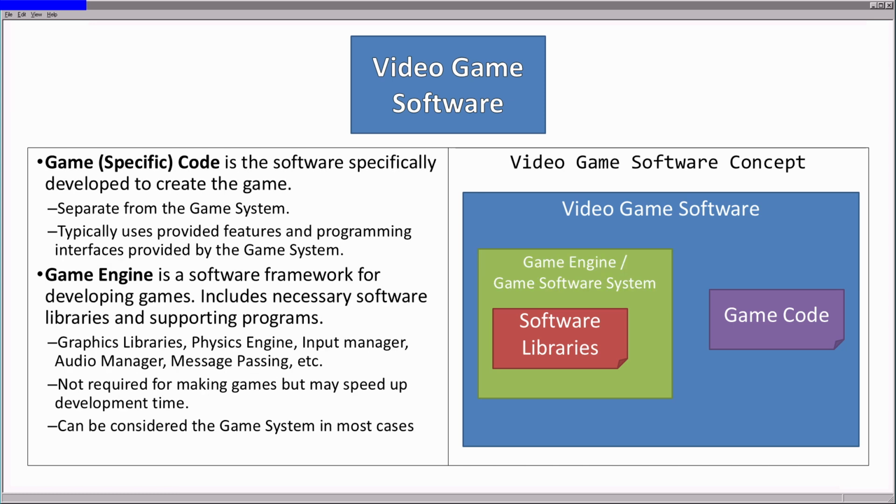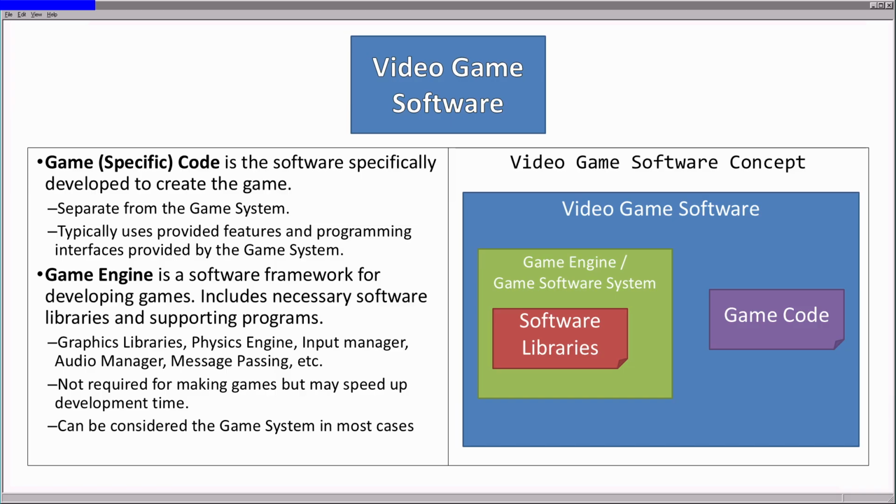A game engine provides many of the features common in most modern games. We do not need a game engine to make a game, but as a developer, it can speed up the process. We keep in mind that game-specific code is software specifically developed to create a game. It is separate from the game software system. Most commonly, it uses features and programming interfaces that are provided by the game software system.